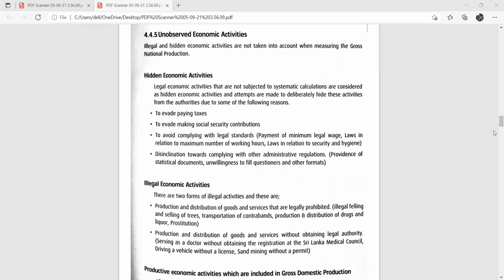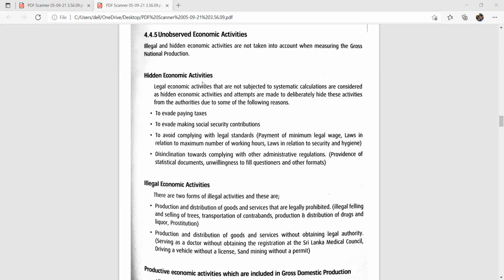Then there are illegal economic activities. This is very famous because a variety of events are going on: illegal drugs, prostitution, as well as illegal certificates. These are illegal events. If these events occur and the transactions are not revealed to the authority, then these events are hidden from the national accounts as unobserved economic activities. So it says over there, illegal and hidden economic activities are not taken into account when measuring gross national product.